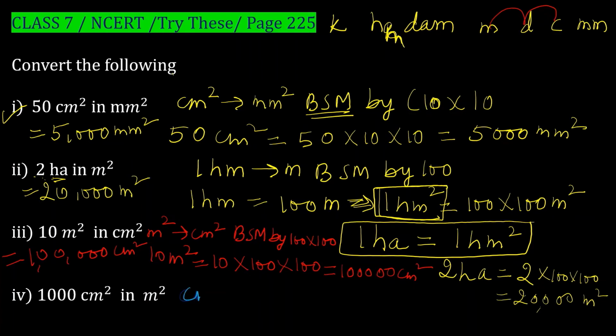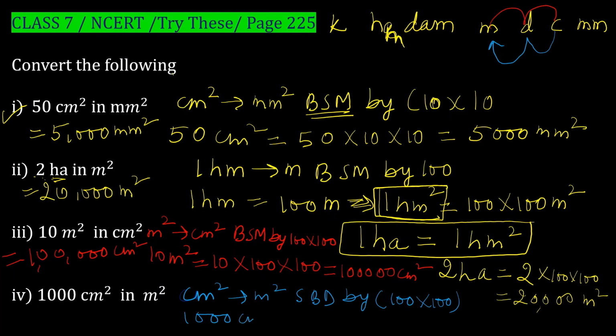Now let us take 1000 centimeter square to meter square. Now centimeter square to meter square, you can see centimeter to meter. Centimeter is a smaller unit. So centimeter to decimeter, decimeter to meter. You are going towards your left hand side. Right, so you are dividing here as SBT. If you have to convert small to big, you are dividing. By which number you will divide? It is jumping 2 steps. So you will divide by 100. Because it is a centimeter square, so you will divide by 100 into 100.